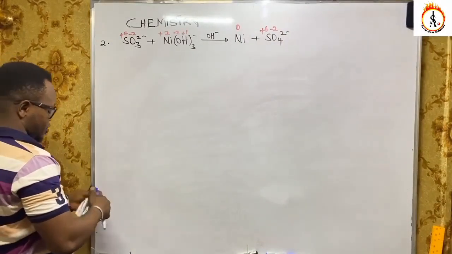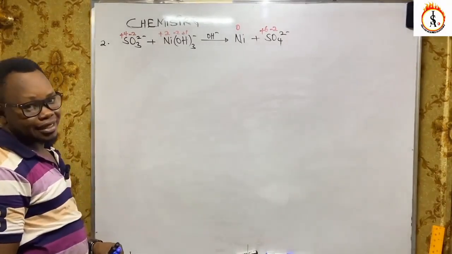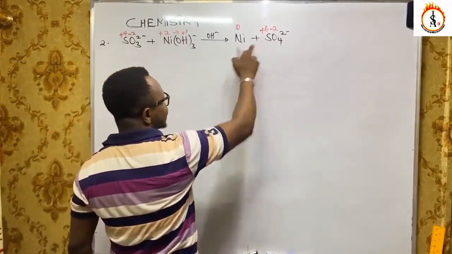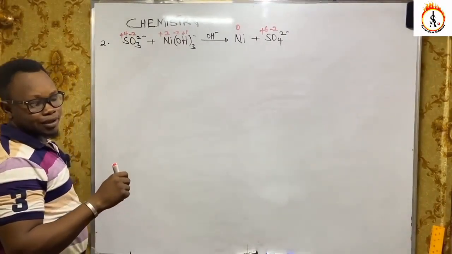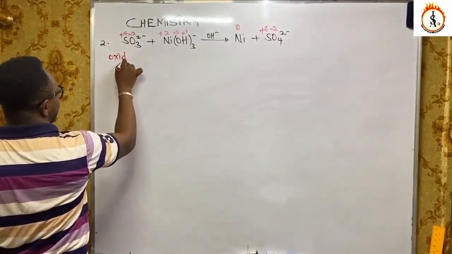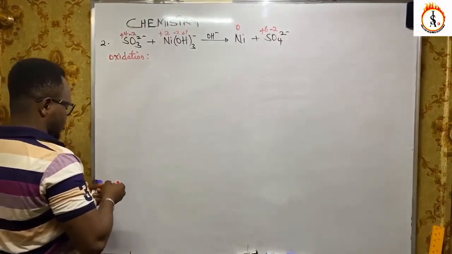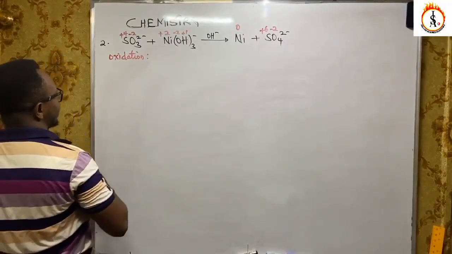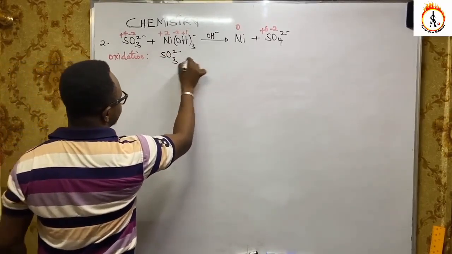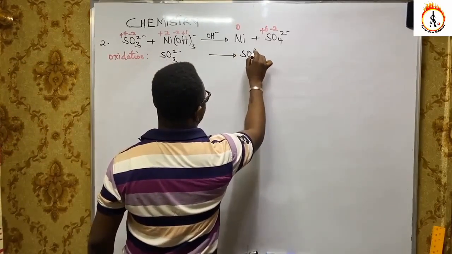Now, we try to identify the species that have oxidized and the one that have reduced. So sulfur have increased in oxidation number. So that tells you it has oxidized. It is undergoing oxidation. So the oxidation half will be the sulfite ion becoming the sulfate ion.